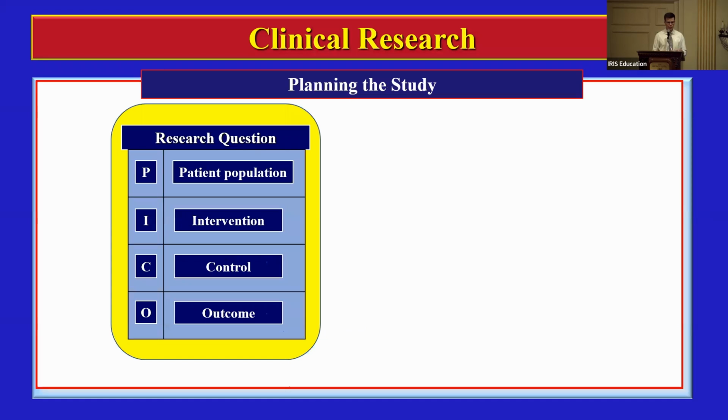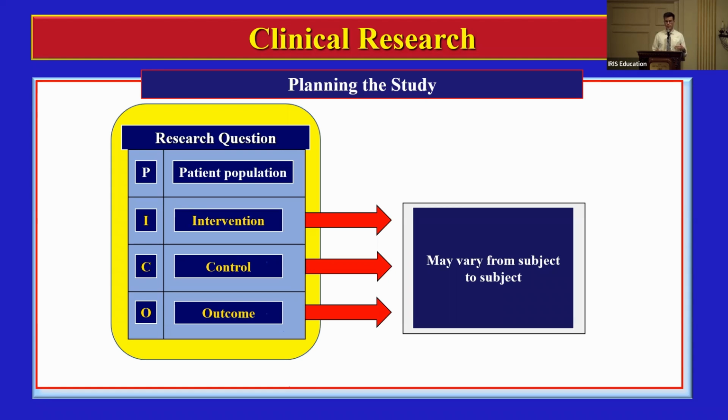So going back to the PICO acronym, we have our intervention, control, and our outcome. And these are all things that we're going to assign to our study subjects, and they're going to vary from one subject to another. You're going to assign some of your subjects to your intervention, some of your subjects to your control, and then you're going to measure an outcome in all of these subjects. So some subjects might have the same experience, but we can expect some variation here. So we can look at these as our study variables.